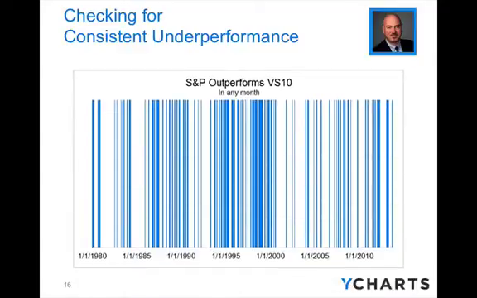Here's how I did that. I took a look at each of the months where the S&P outperformed the VS10, and I just made a vertical blue line there. You can see that there are some vertical blue lines that are thicker than others. These are months where the S&P outperformed the VS10 for subsequent months, in other words, one month right after the other.